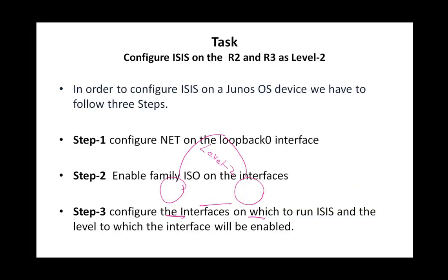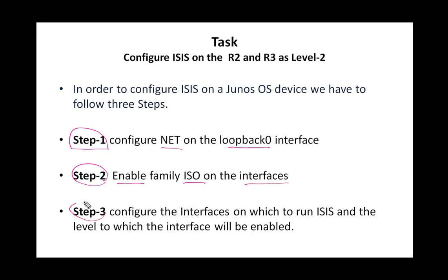Next, let's take a look at some of the basic requirements for how to enable IS-IS in Junos. I've broken it down into 3 basic steps to make the process easier for us. First, we're going to enable the NET address on the loopback 0 interface. Second, we're going to enable family ISO on the interfaces. And finally, in the third step, we're going to configure protocol IS-IS on the interfaces and set a level, which is level 2 in this case.